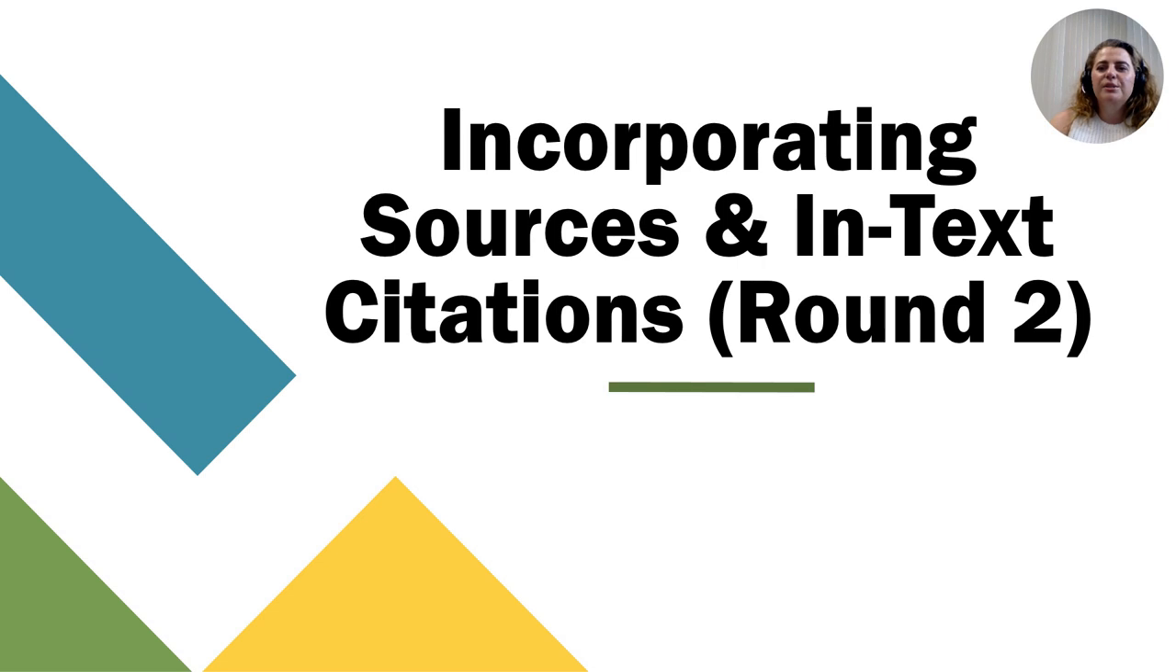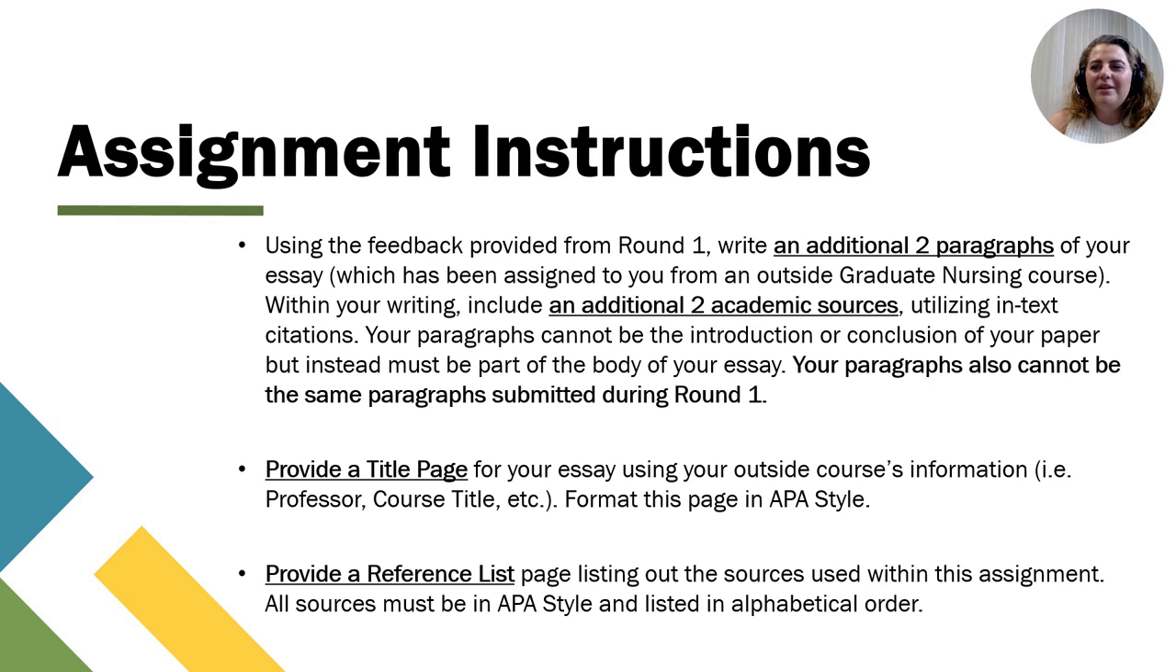So for the incorporating sources and in-text citations round 2 assignment, let's look at the assignment instructions. Using the feedback provided from round 1, we are writing an additional 2 paragraphs of your essay, which again has been assigned to you from an outside graduate nursing course. Within your writing, we're going to include an additional 2 academic sources, again utilizing in-text citations. Now, your 2 new paragraphs cannot be your introduction or conclusion, and it can't be the same 2 paragraphs submitted during round 1. So again, it's an additional 2 paragraphs from the body of your essay.